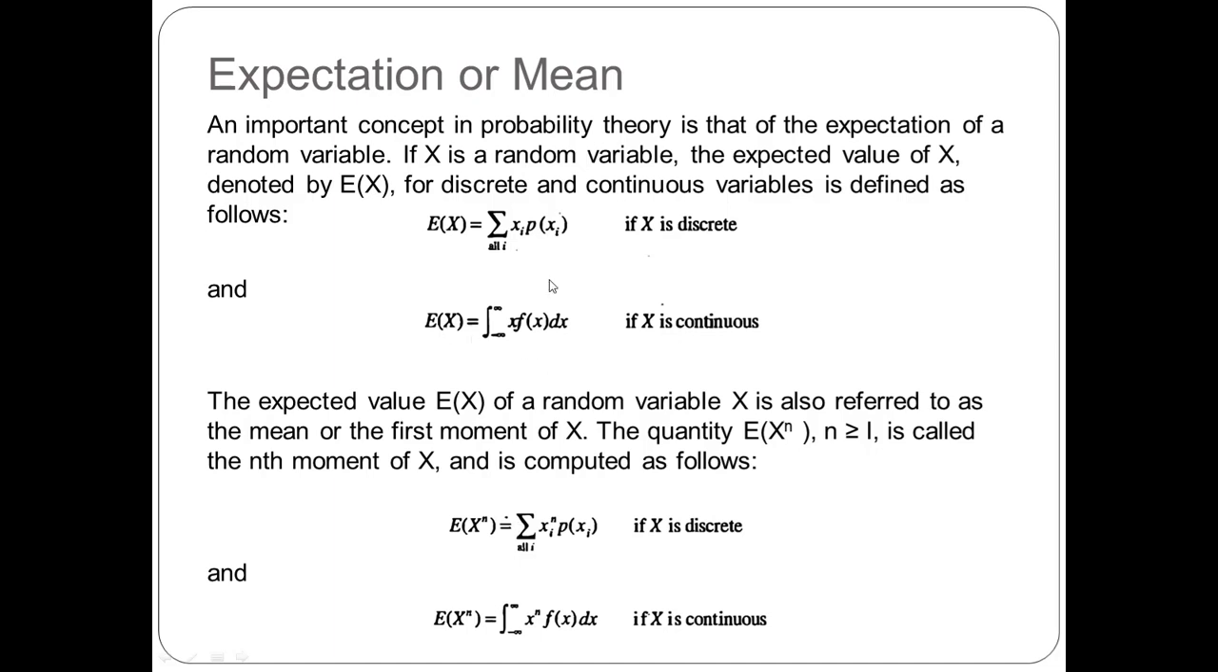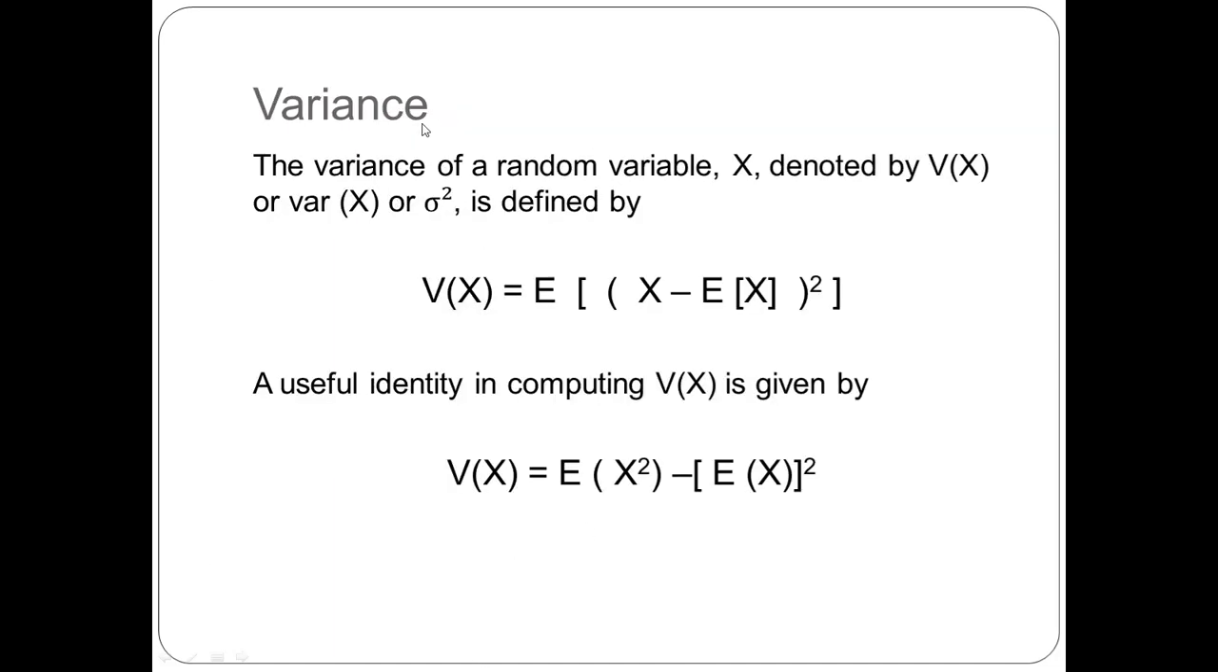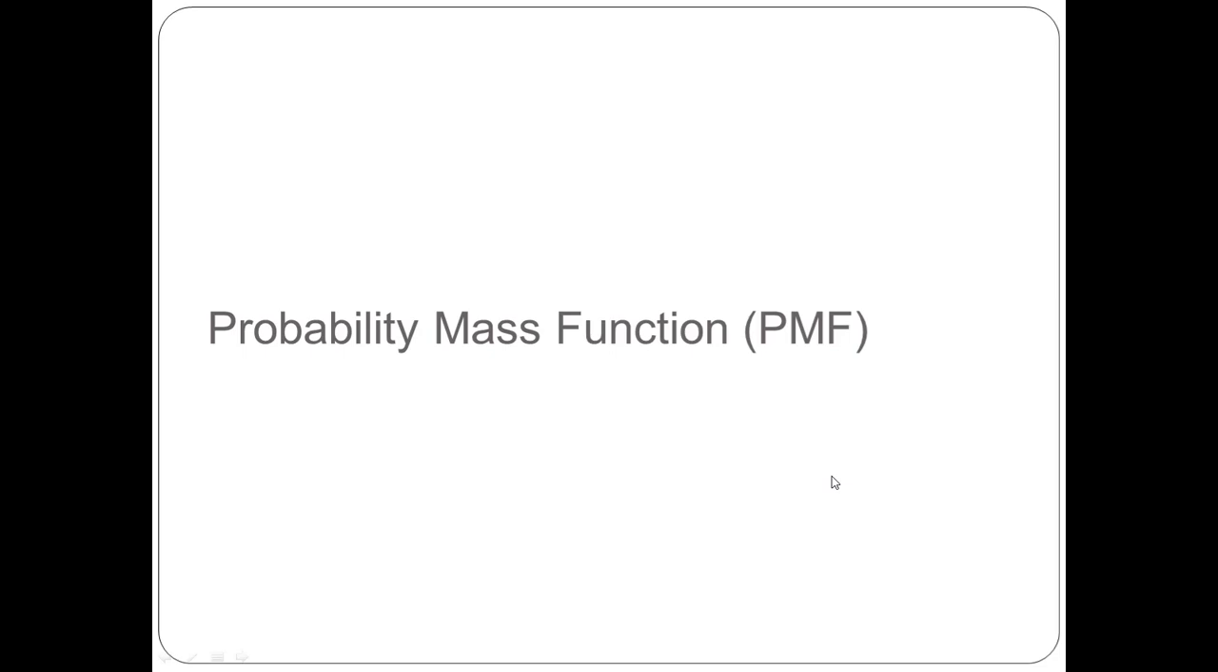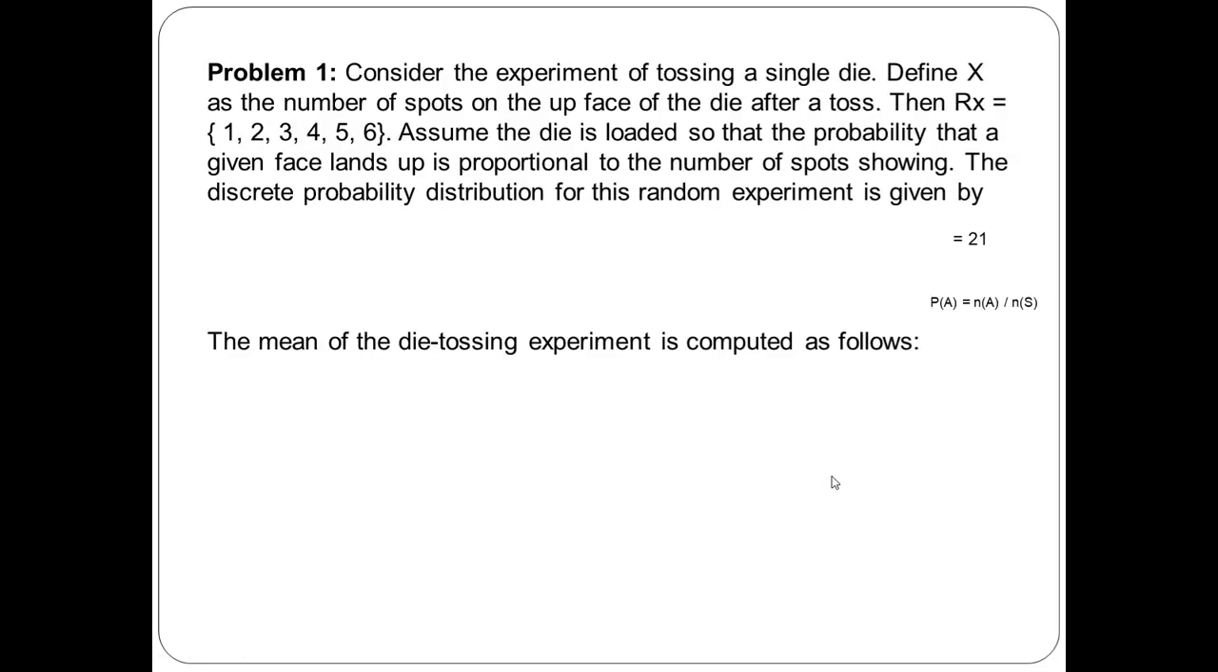For the nth moment, we will use the same formula, but here we will use the power: E of x to the power n is the sum of all the values of x to the power n times the probability of x. And for variance, we will use V of x is equal to E of x square minus E of x whole square. So let's discuss the problem related to PMF.